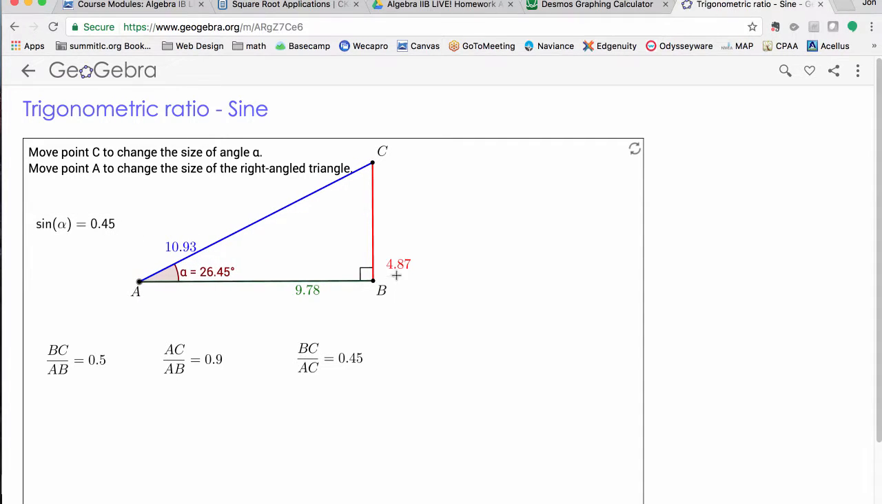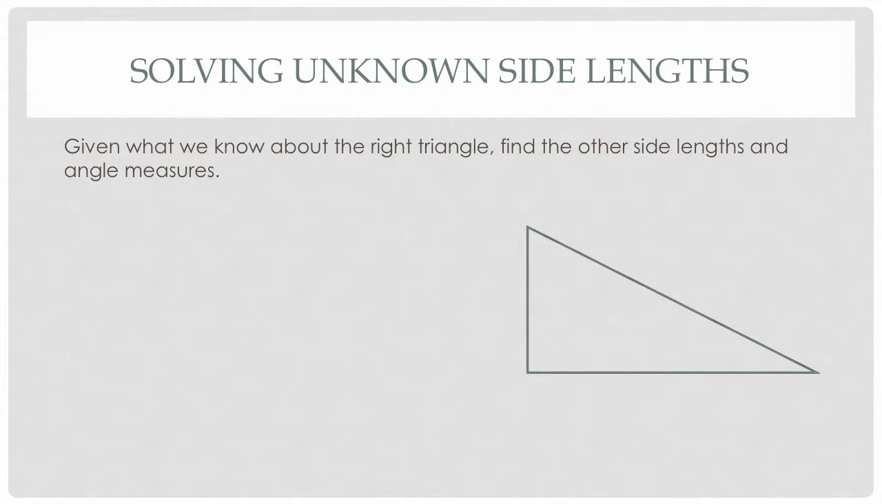This is a really big triangle. It's 4.87 divided by 10.93. Same angle, so it's going to have the same ratio. If I make it really small, 1.67 divided by 3.76, same angle, so it's going to have the same sine. But there you go. That's what we're doing. We're relating different functions together. Okay, so how can we use this?